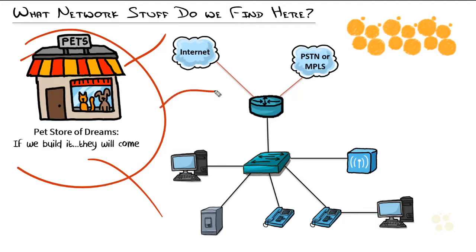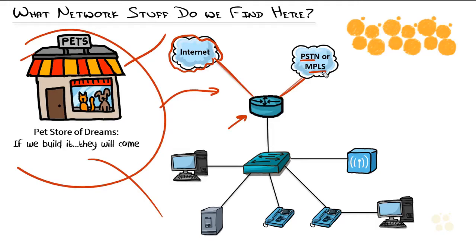So know that when I'm showing you this, I'm showing you kind of the core pieces of what a small office, home office network might look like, and it can grow from here. We have essentially the router that can have one or multiple internet connections. You can see that, and I said internet, multiple WAN connections. One of them will likely be an internet connection, not always, but it could be. And the other one will be either a public switch telephone network or an MPLS network.